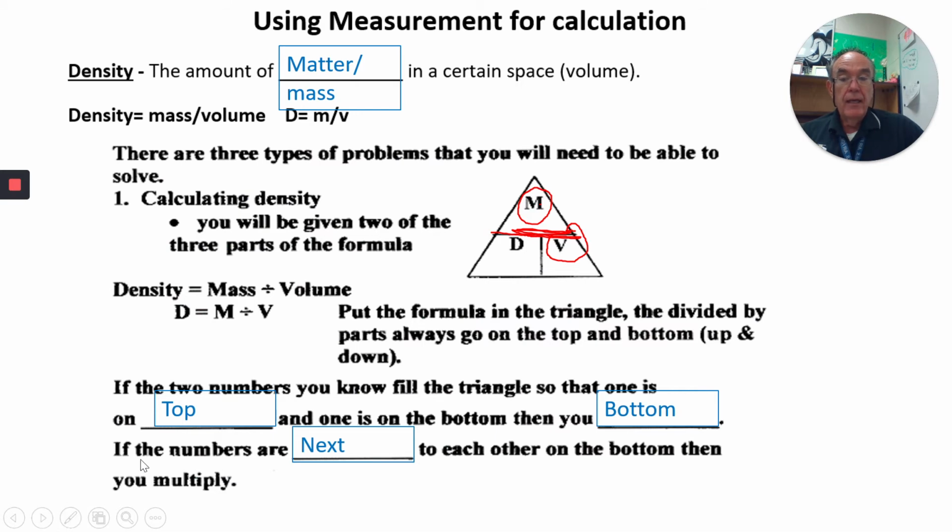then we divide. If the numbers that we have in our problem are next to each other, then we know, just like in math, the numbers are next to each other, we multiply. So if we knew the density and we knew the volume, then the numbers would be together on the bottom of the triangle, and we would multiply.